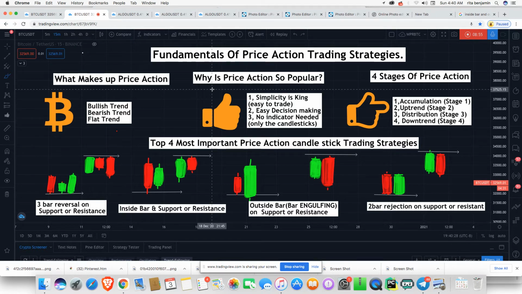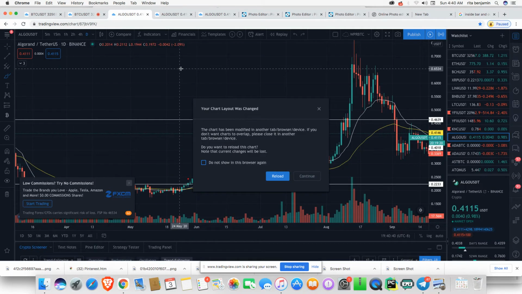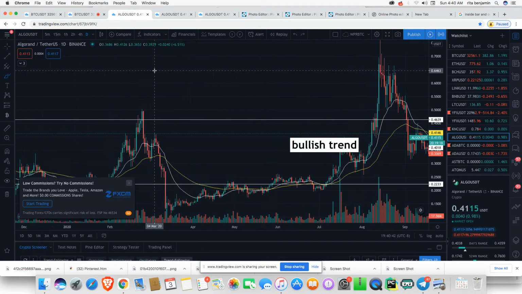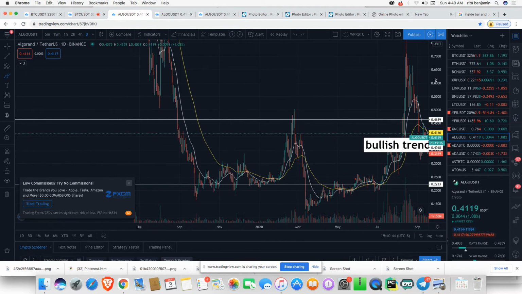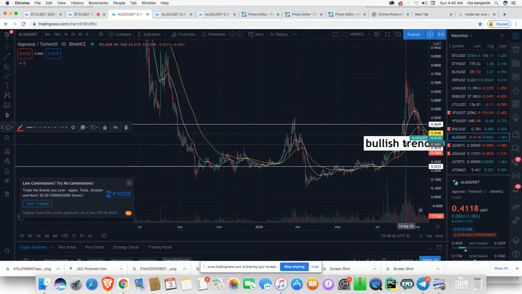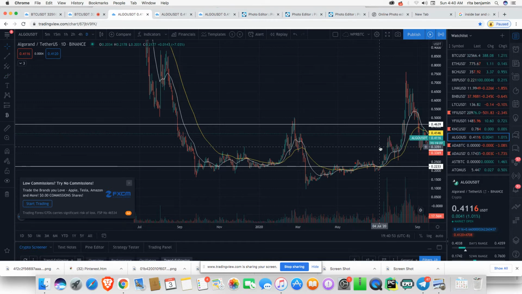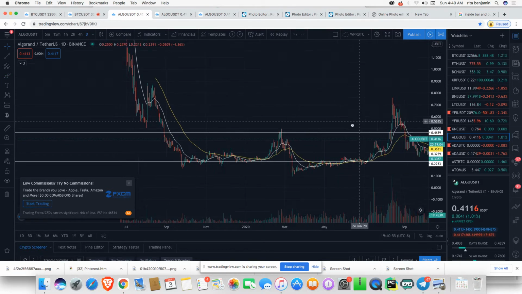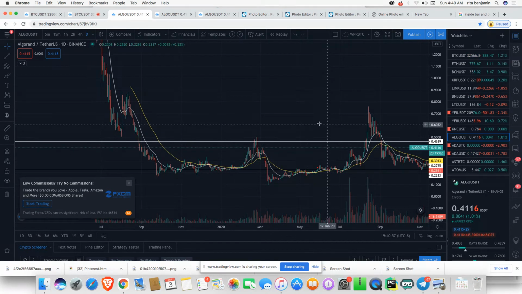The next stage we're going to go into is explaining the four stages of price action. The first stage is called the accumulation stage. Now, I'm going to go into this chart here, and I will show you what the accumulation stage is, right? So we have four important stages when it comes to price action. And these four important stages are like a cycle. They repeat themselves, right? So the first stage is called the accumulation stage.